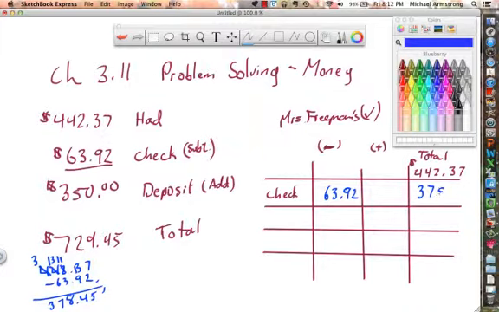Everything we're doing in this chapter, you pretty much need to make a table for. Okay, so this is kind of like a table. This is a data chart that includes information. Okay, so she took out, then she made a deposit of $350. Oops, that's $3.50. There's $350, all right, two zeros. Okay, deposit of $350. So this is an addition problem.